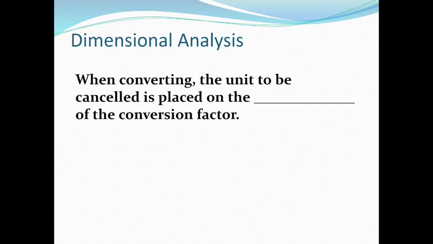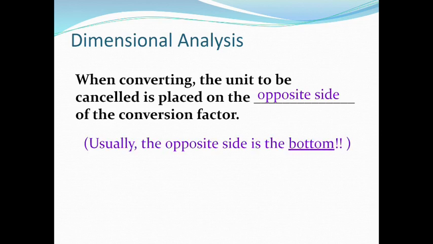So, like I was just talking about and explained with all of those other examples, when we're doing these conversions with dimensional analysis, the unit to be canceled is going to be placed on the opposite side of the conversion factor from where it started. And because our given is going to be written on the top side of the line, usually for us, that opposite side is the bottom.